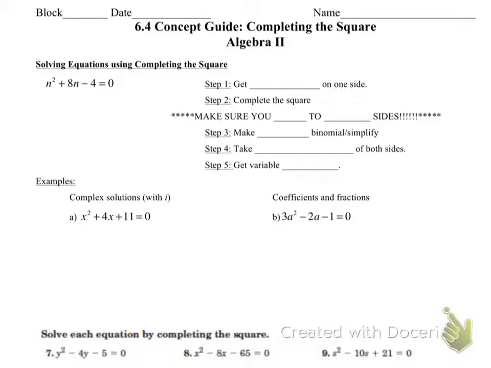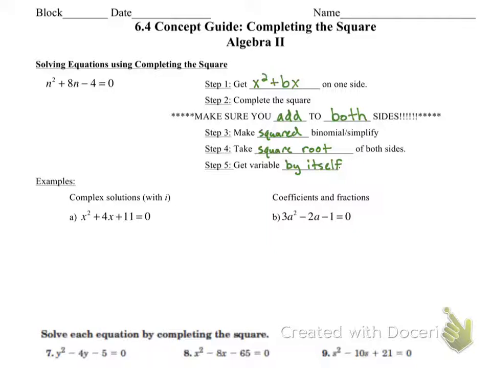Alright, now we're going to complete the process of completing the square. Step 1, you need to get x squared plus bx on one side. Step 2, you'll complete the square. Make sure you add to both sides. Step 3, make the squared binomial or simplify it. Step 4, take the square root of both sides. Step 5, get the variable by itself.